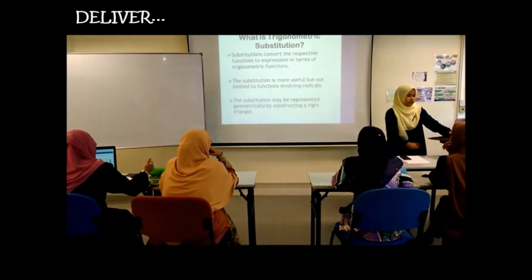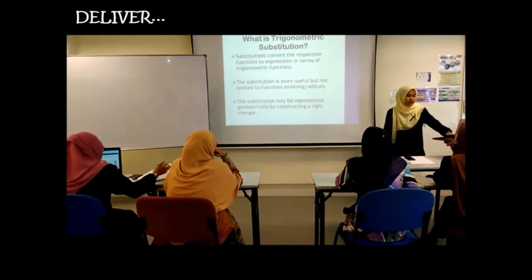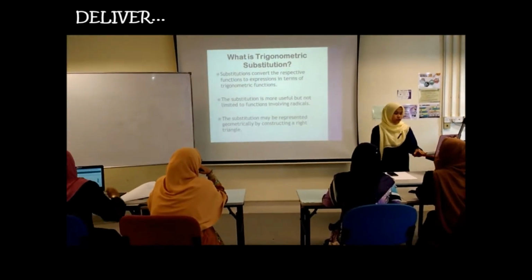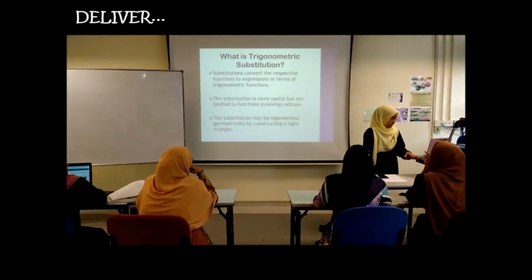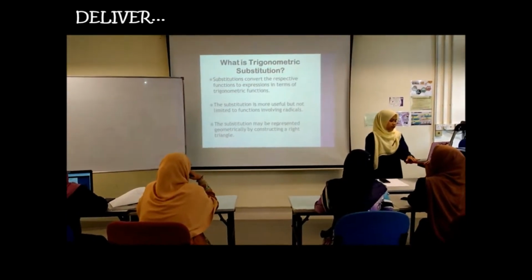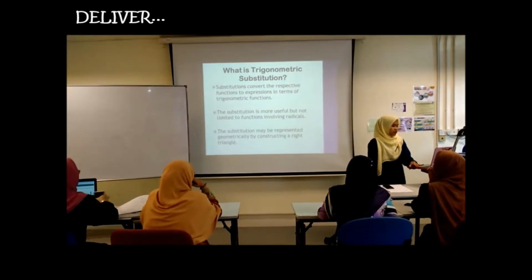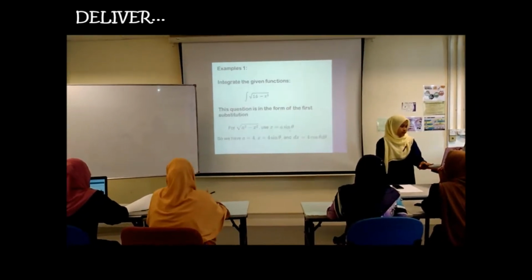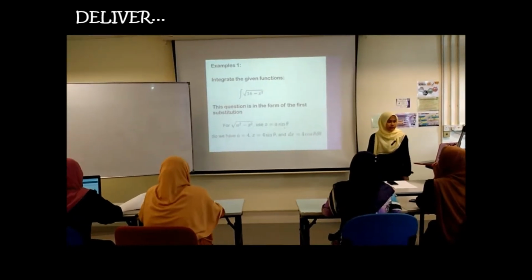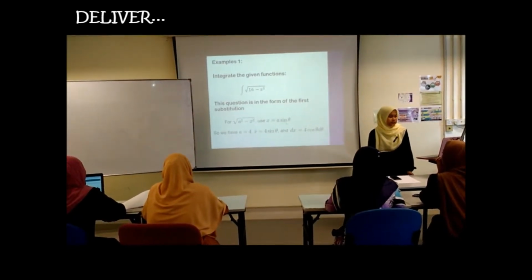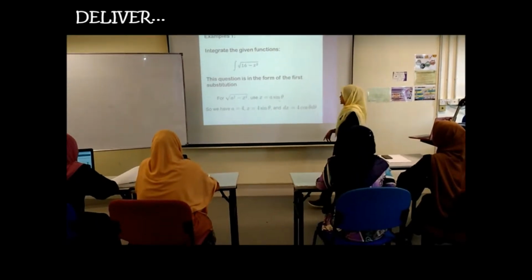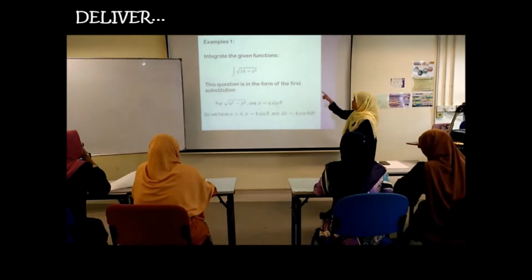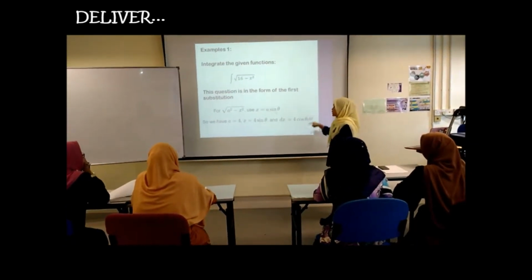What is trigonometric substitution? Substitution converts the respective function to expression in terms of trigonometric function. The substitution is more useful but not limited to function involving radicals. The substitution may be represented geometrically by constructing a right triangle. For the first example, integrate the given function. To solve this question is in the form of the first substitution. Integrate square root of 16 minus x squared.